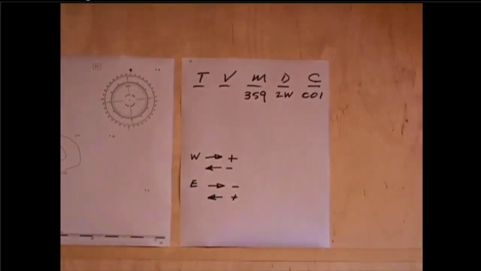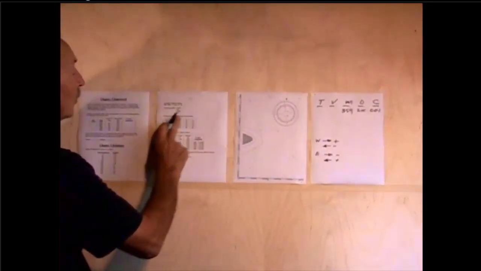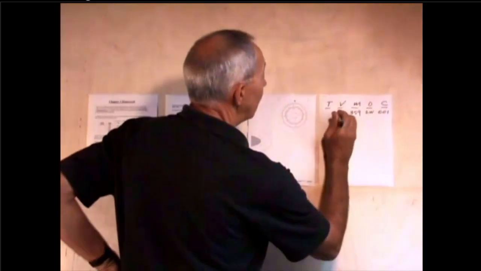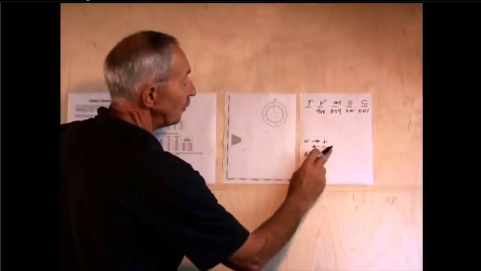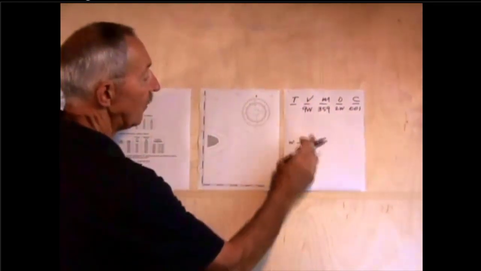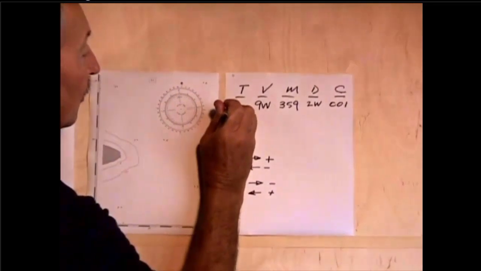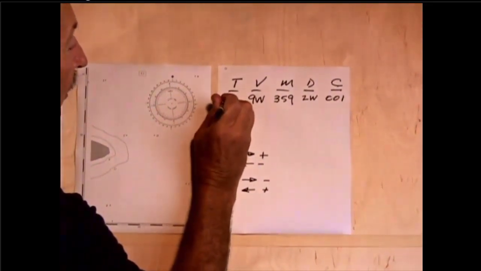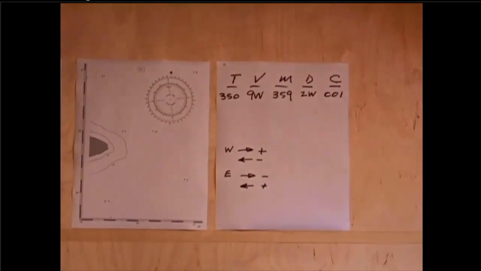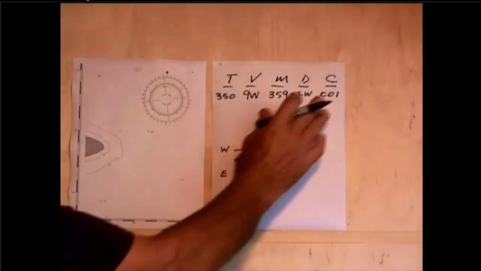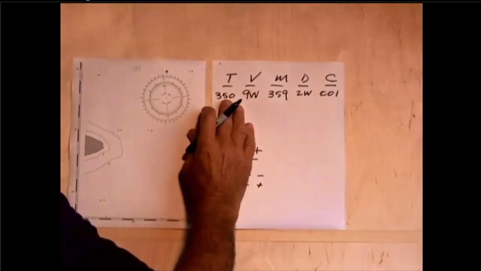Okay, the variation, as we already calculated, was 9 west. So here I put 9 west in here, and following this rule again, going from right to left, I'm going to subtract, so the true becomes 350. 359 minus the 9. So that's the method by which we work through this table and calculate the true.